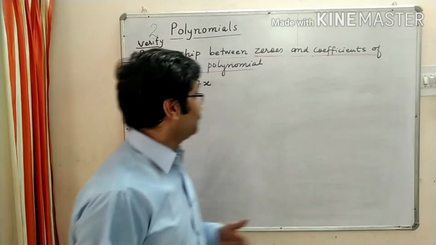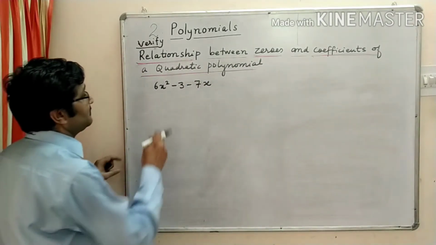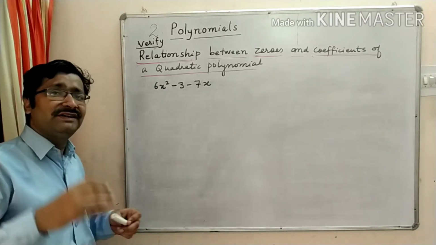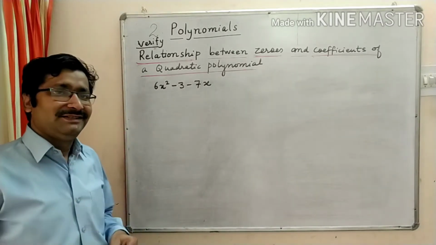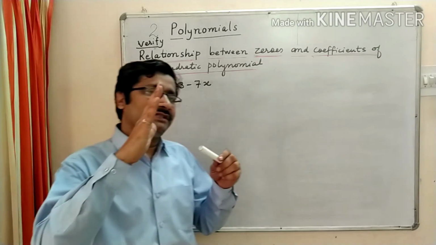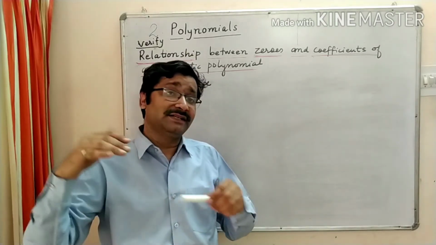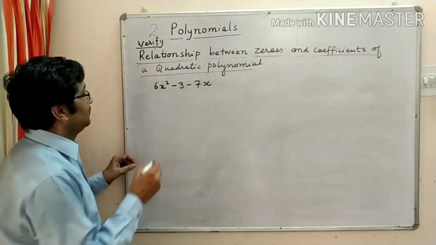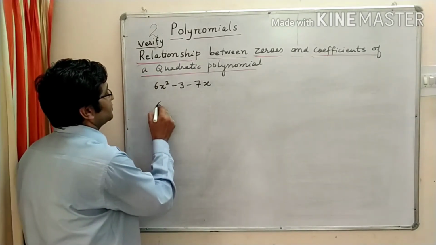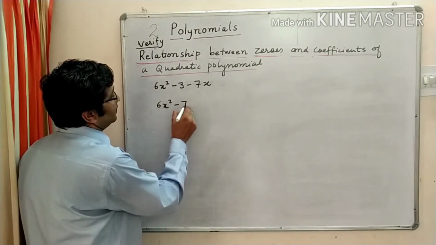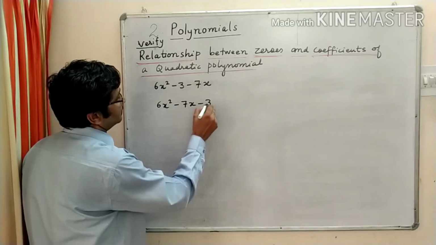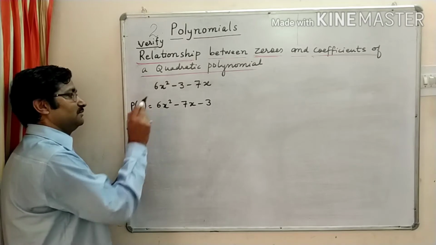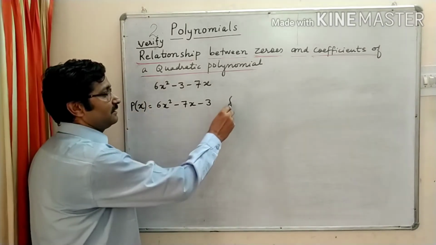So first of all we check this polynomial. The polynomial given is 6x square minus 3 minus 7x. Look here, this is not given in standard format. Standard format is first x square, then x, then the constant. So first you arrange this in standard format, and you can write 6x square minus 7x minus 3. This is the polynomial p(x). Now you have to do the middle term splitting.